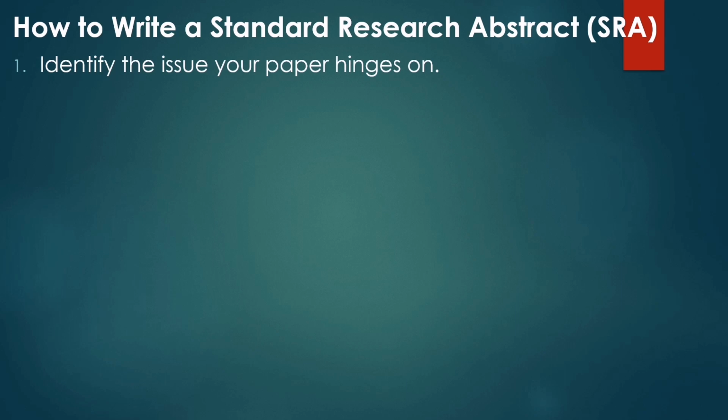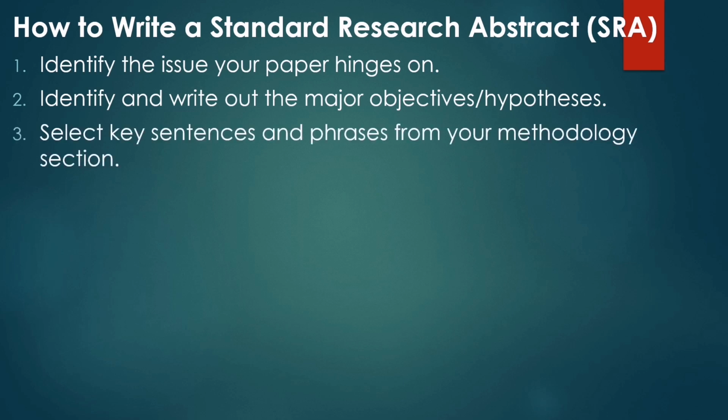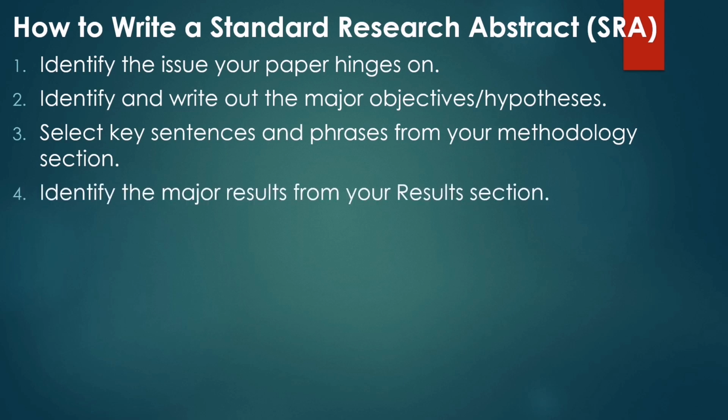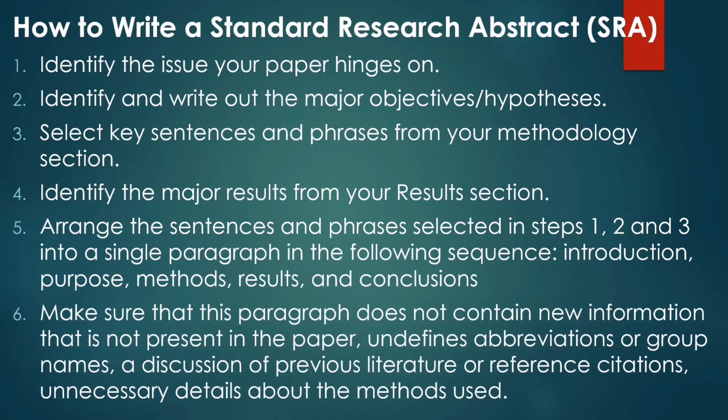How to write a standard research abstract. First, identify the issue your paper hinges on. Second, identify and write out the major objectives or hypotheses. Select key sentences and phrases from your methodology section. Identify the major results from your results section, and arrange the sentences and phrases selected in the steps into a single paragraph in the following sequence: introduction, purpose, methods, results, and conclusions. Make sure that this paragraph does not contain new information that is not present in the paper.